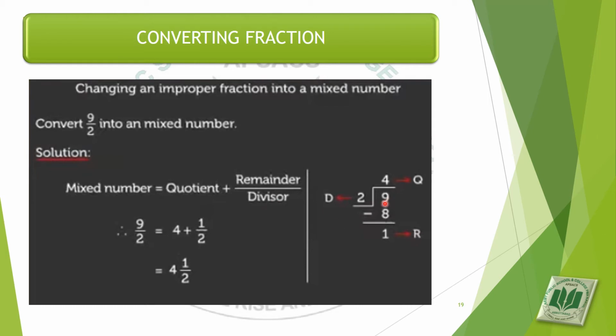First we will write the quotient, which makes the whole part. Then we write the remainder, which is 1, and then we write the divisor. This remainder and divisor make our fractional part. So when we convert 9 by 2 into a mixed number, we get the answer 4 whole 1 by 2.